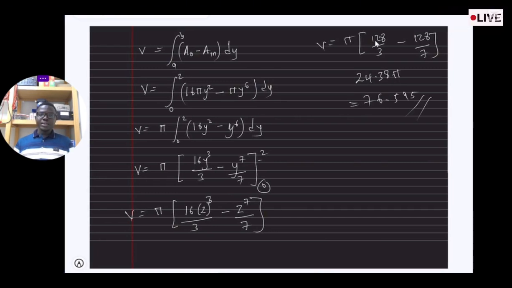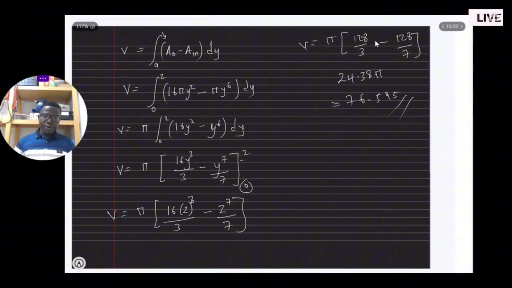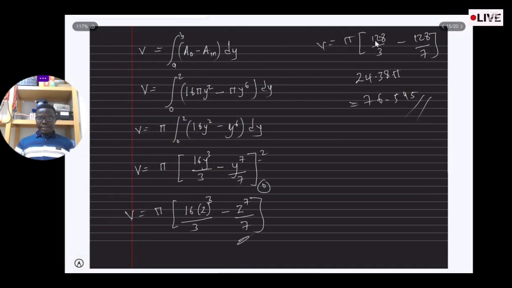So this is actually what we will get when we get to this point and do the evaluation. This is the final answer that we are going to get. You can also leave it in pi or in fraction form, multiplied by pi. Any of them will be accepted.